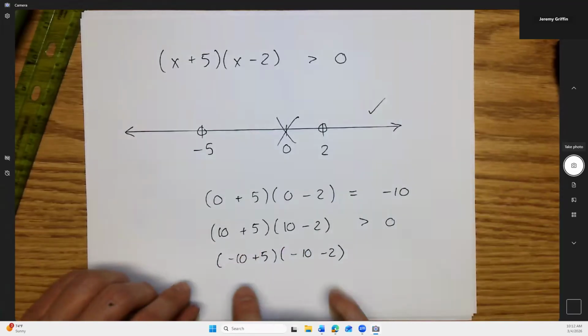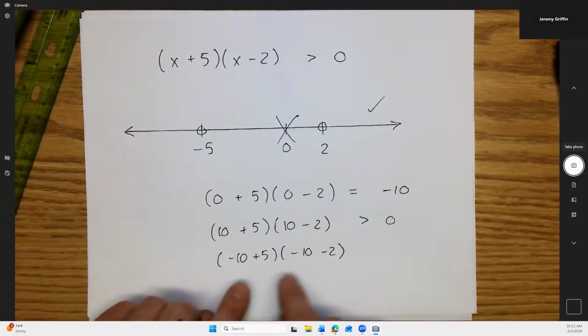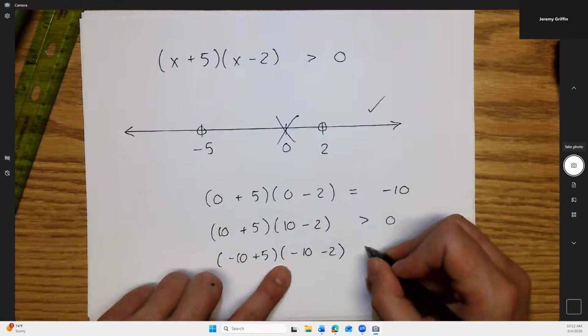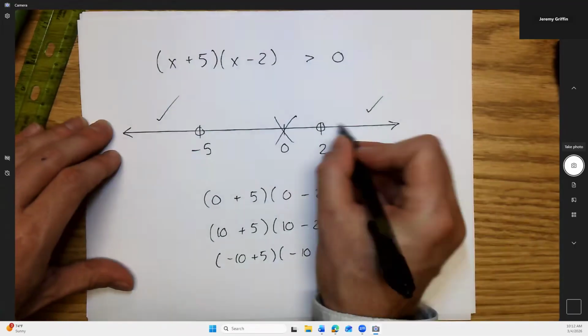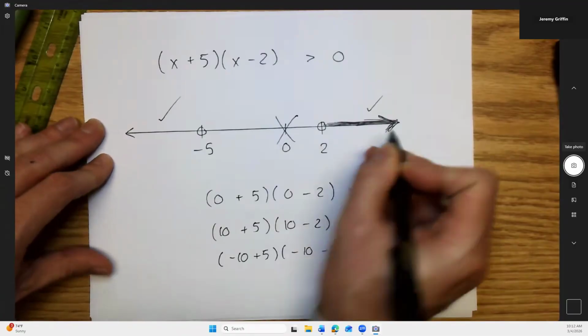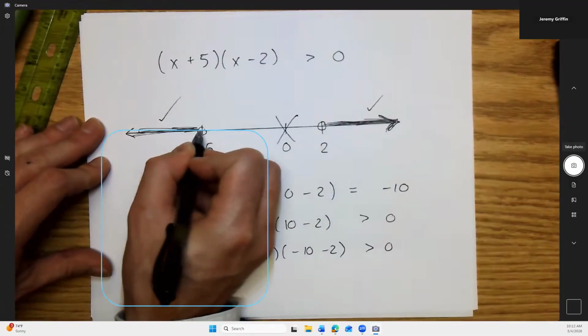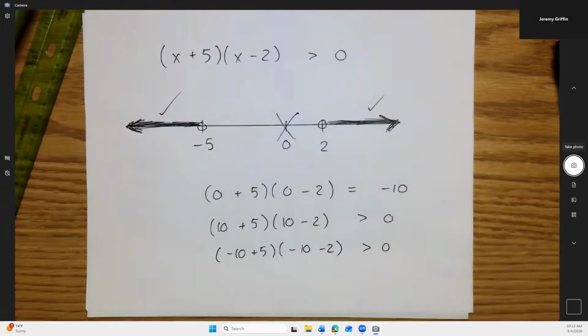Bing. Now let's try a huge negative number like -10. Well, this would be negative. This would be negative. Guys, what's a negative times a negative? Positive. Also positive, which also works. Bing. So that works too. Okay. So this is true. Okay, there's your solution. There it is.